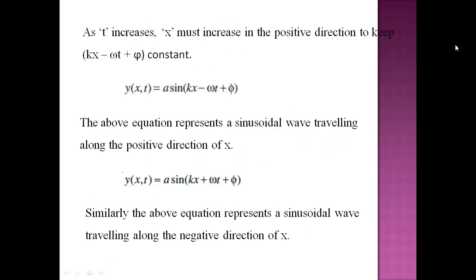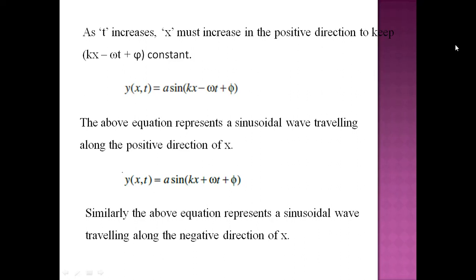So when t increases, x also must increase in the positive direction to keep kx - ωt + φ constant. So the equation y(x,t) = A sin(kx - ωt + φ) represents a sinusoidal wave traveling along the positive direction of x, that is from left to right. And y(x,t) = A sin(kx + ωt + φ) represents a sinusoidal wave traveling along the negative direction of x, that is from right to left.